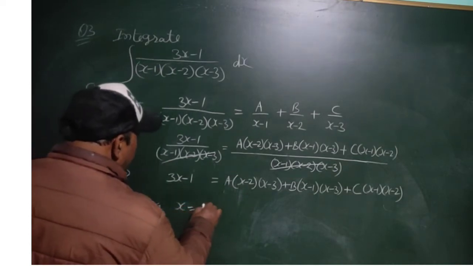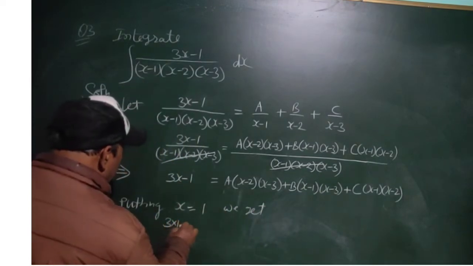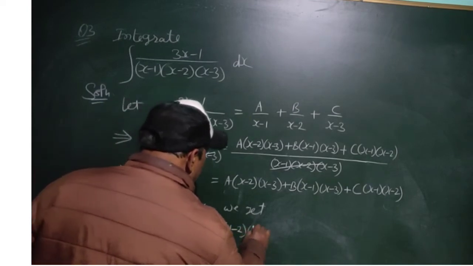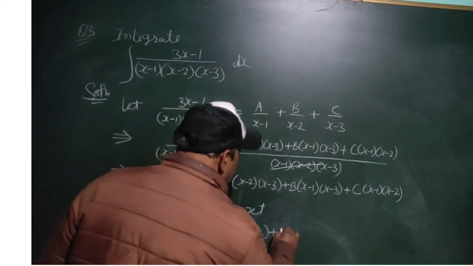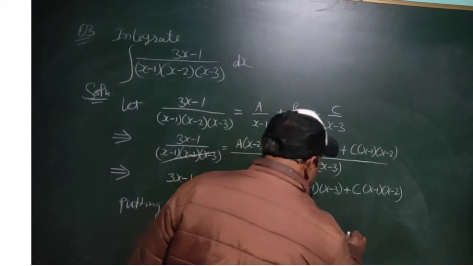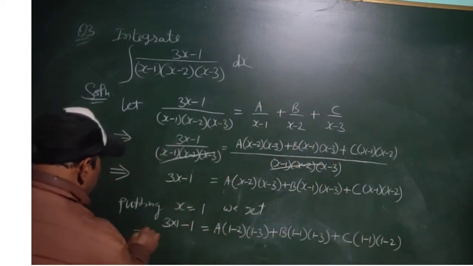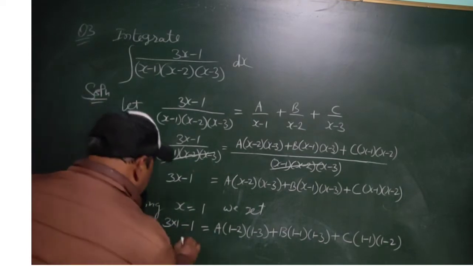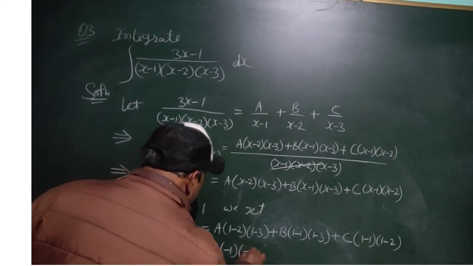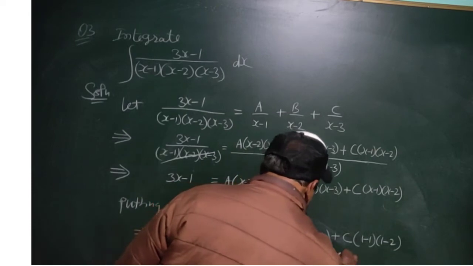Putting x is equal to 1, we get 3 into 1 minus 1 is equal to capital A into 1 minus 2, 1 minus 3 plus capital B into 1 minus 1 into 1 minus 3 plus capital C into 1 minus 1 into 1 minus 2. This implies 3 minus 1, that is 2, is equal to A into minus 1 into minus 2 plus B into 0 plus C into 0.